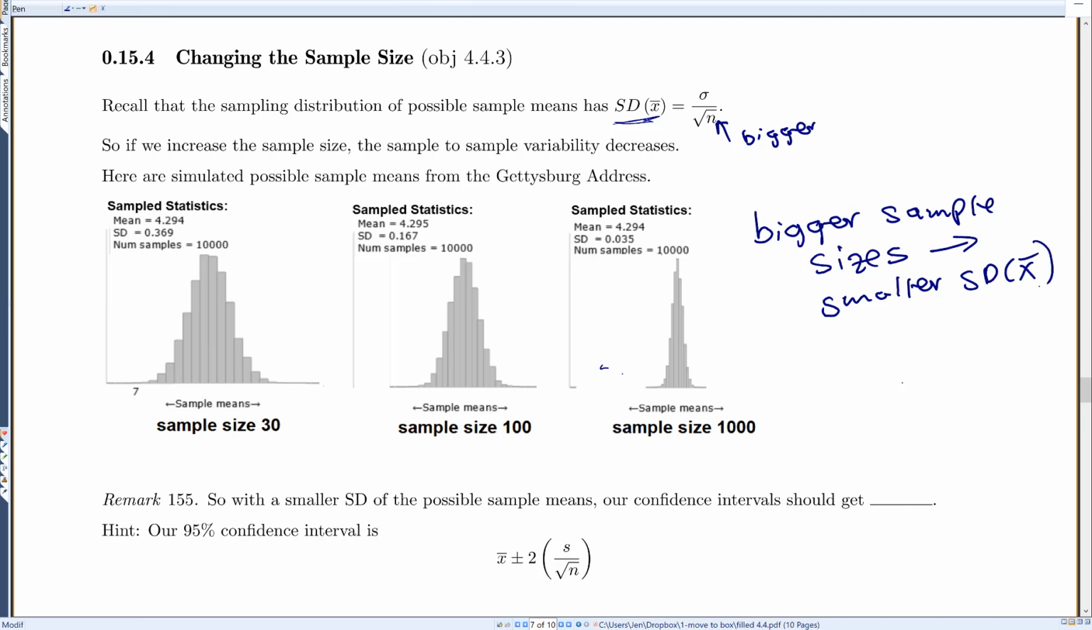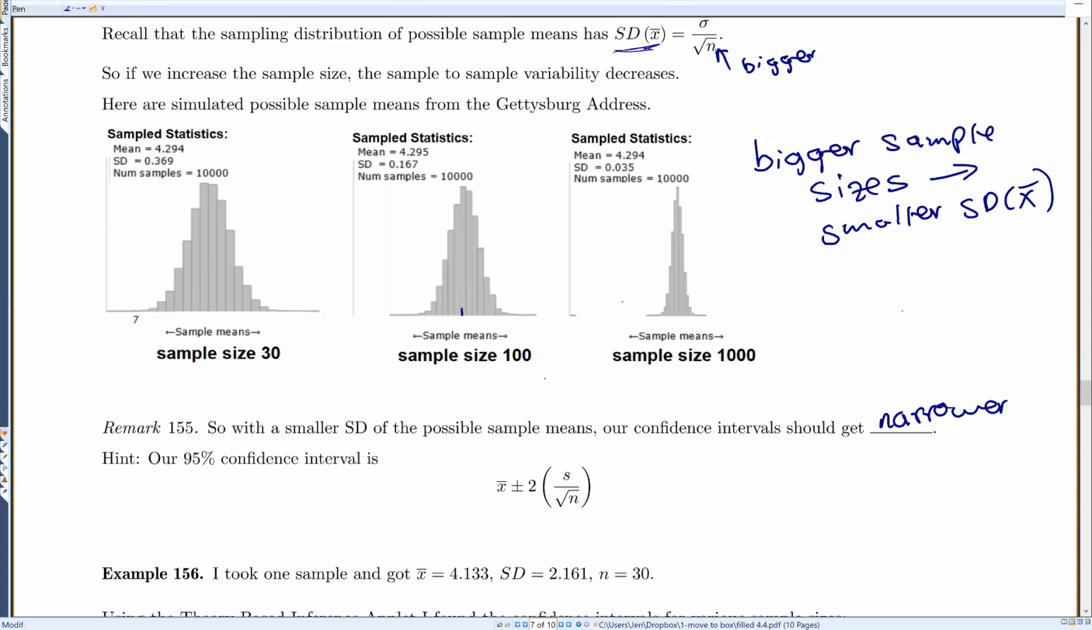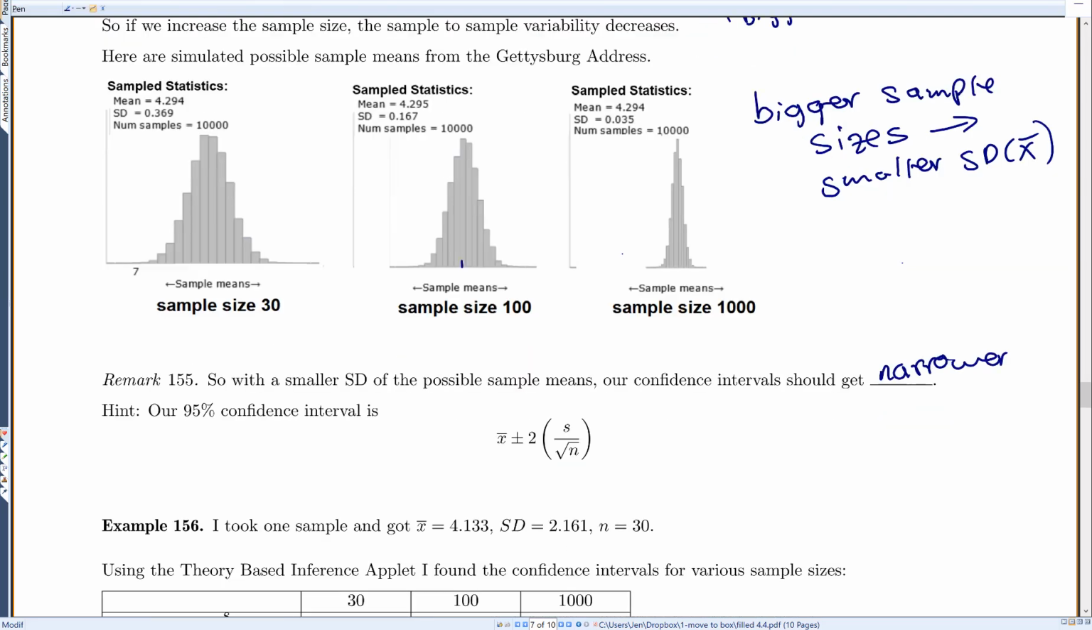Well, if you think about it, for a smaller standard deviation of the possible sample means, our confidence intervals should get narrower. If you pick in here and make a confidence interval, your confidence interval is a lot smaller at 1,000 than it is for 100. The hint to figure this out is that our 95% confidence interval is x bar plus or minus 2 times s over square root of n. If n gets bigger, then this entire thing has to get smaller. So for a smaller standard deviation, our confidence intervals are going to get narrower.